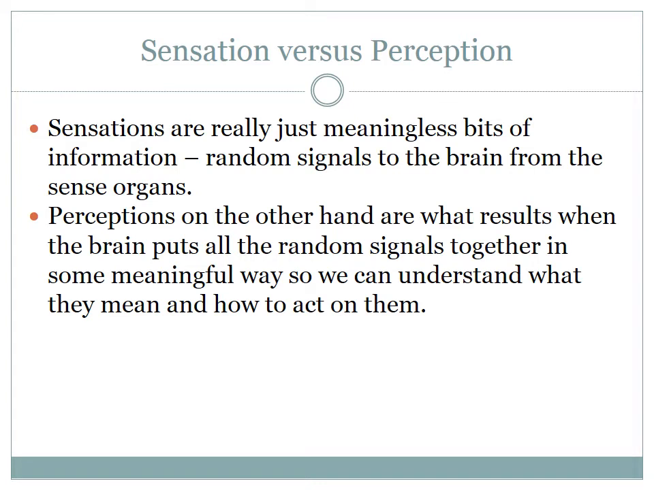So let's get some terms here, and these will probably be on the study guide and probably be on the exam. Your sensations are really just meaningless bits of information, random signals to the brain from the sense organs. So your sensations are from your sight, sound, taste, touch, and smell. The perceptions, on the other hand, are what results when the brain puts all those random signals together in some meaningful way so we can understand what they mean and how to act on them.